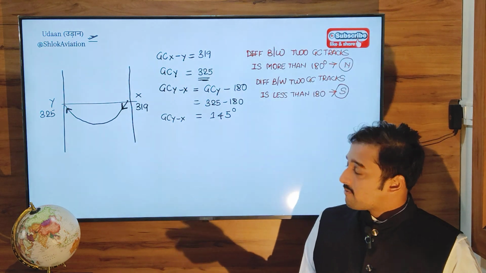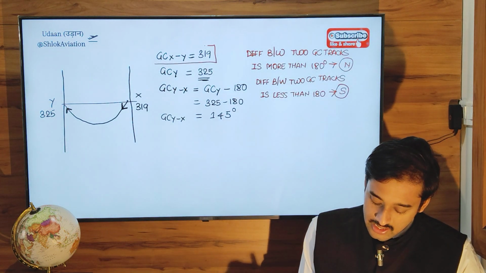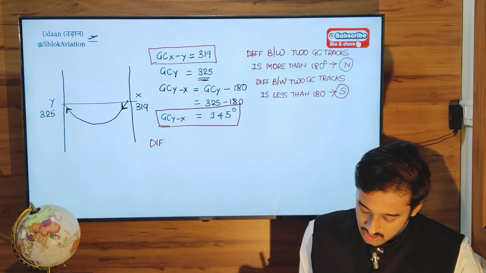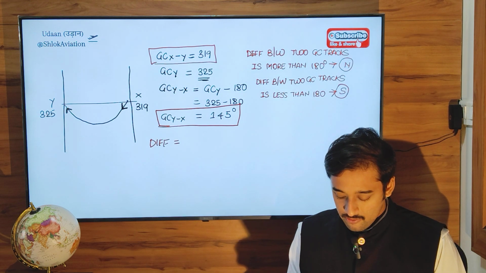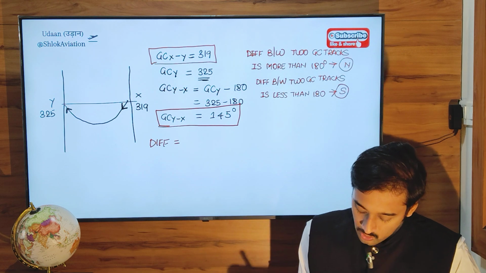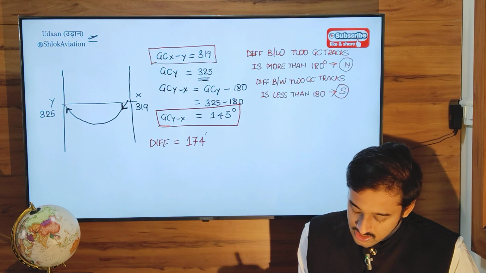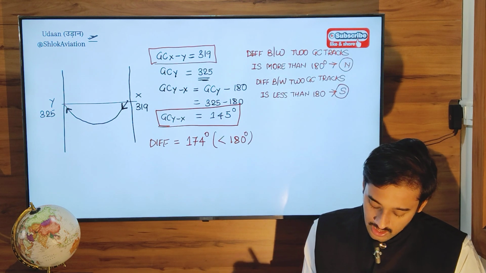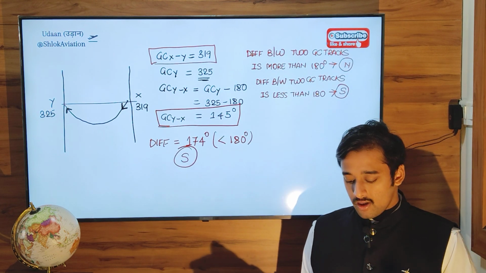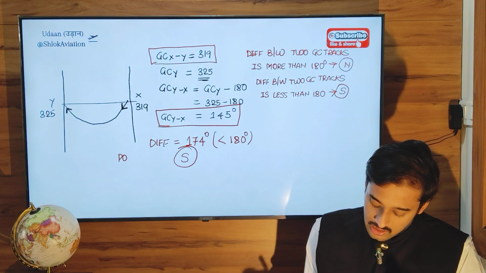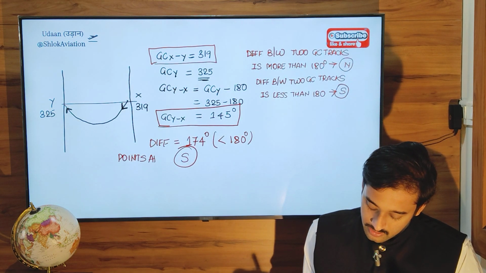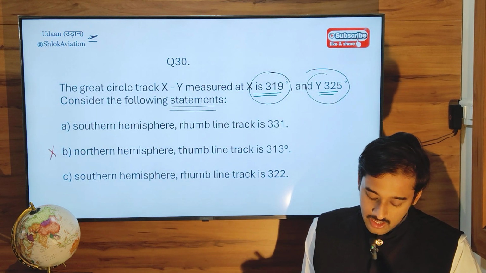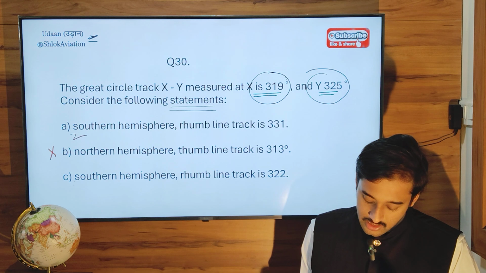Now let's find the difference between these two great circle tracks at x to y and y to x. So the difference between them is how much? 319 minus 145. So it is 174 degrees, which is obviously less than 180 degrees. That means the points are located in the southern hemisphere. So eliminate option B. Now the probable options are A and C.